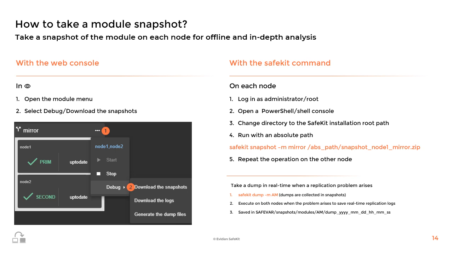There is also a dump command useful to dump in real-time all SafeKit logs, which is helpful to capture a state in real time when typically a replication problem occurs. The dump will be included in the snapshot operation.